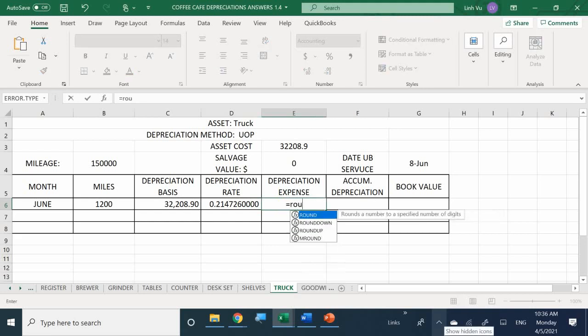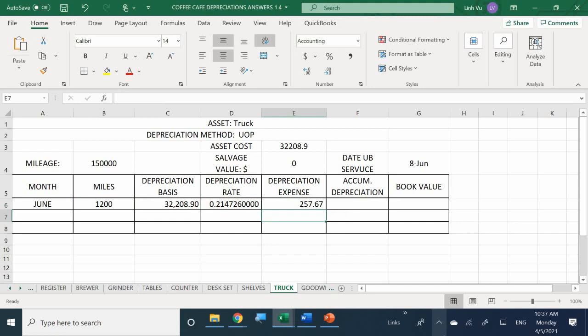You're going to have to round this because you don't have a friendly number. What's my depreciation expense going to be? Number of units. So here we take our 1,200 because that's how many we used or drove. And then times rate. Yes. And what do you get? $257.67.